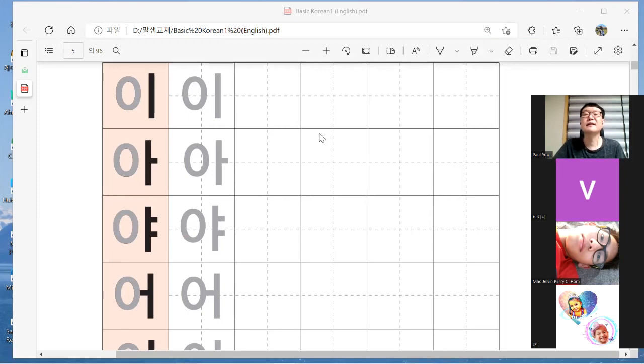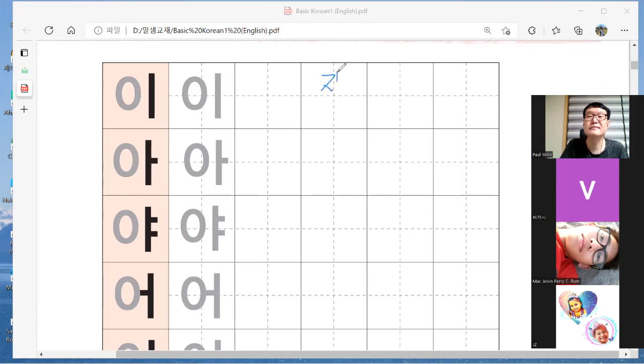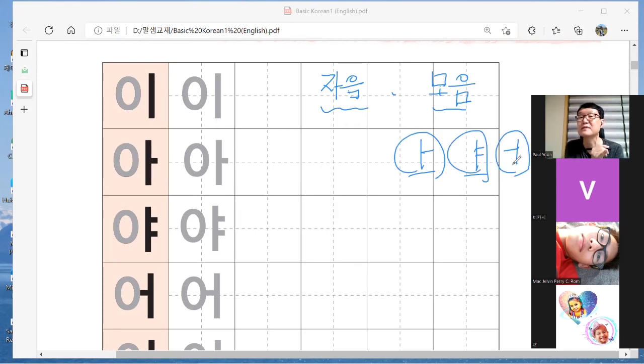All Korean letters, Hangul, consist of consonants, jaeum, and vowels, moeum. But all Hangul has to start with a consonant only. So a vowel cannot be used alone at first. For example, these vowels cannot be used at first. All Hangul must start with a consonant only.